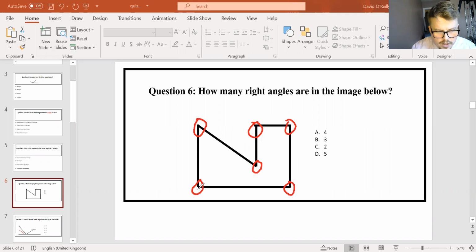That one's a right angle, one. That one's a right angle, two. That one's a right angle, three. That one's a right angle, four. This one and this one, they aren't right angles, are they? So there's only four right angles. So the answer is A. Okay.